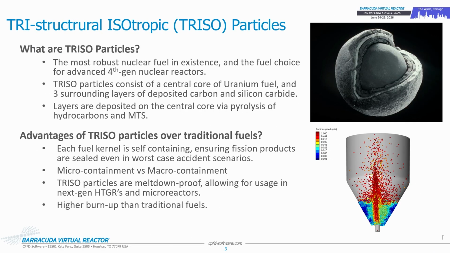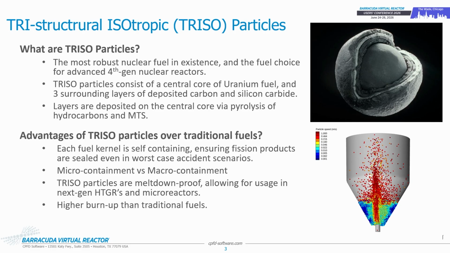Tristructural isotropic particles, or TRISO particles for short, are widely considered to be the most robust nuclear fuel in existence today. This is the fuel choice for the next generation of nuclear reactors, and I think these are set to come online in the next 5-10 years. So development is really being pushed both for the reactors as well as the fuel source for these reactors.